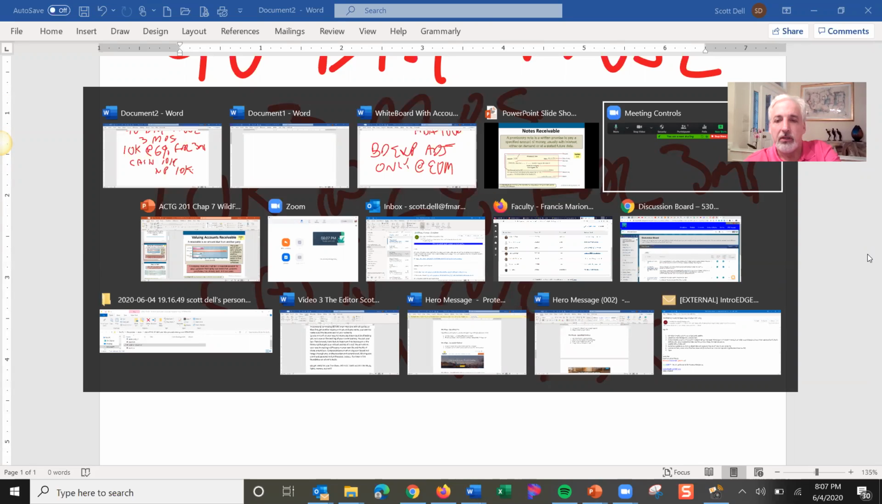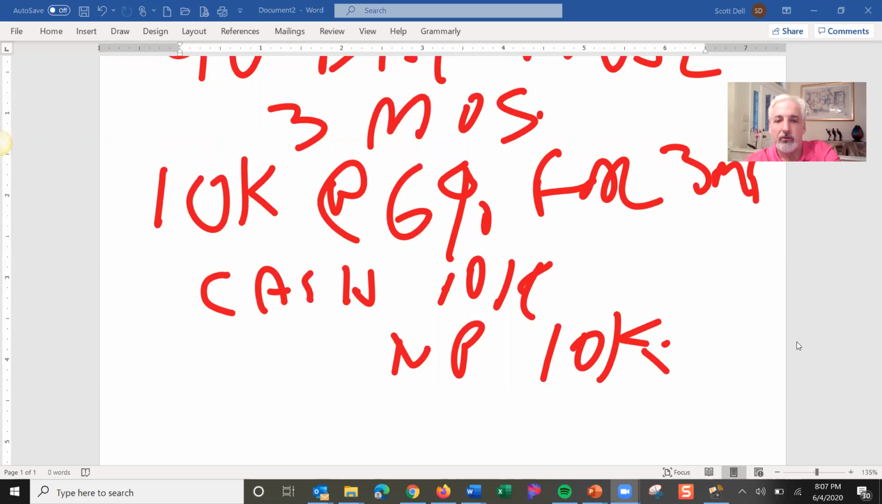That would be a 12-month interest rate. So we've got a 12-month interest rate as stated.